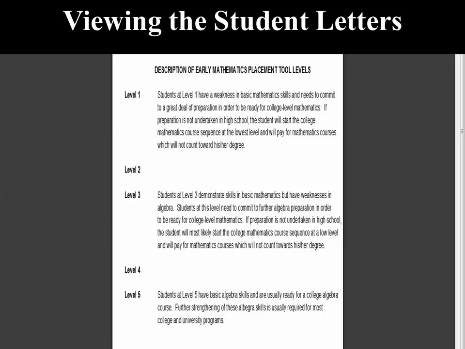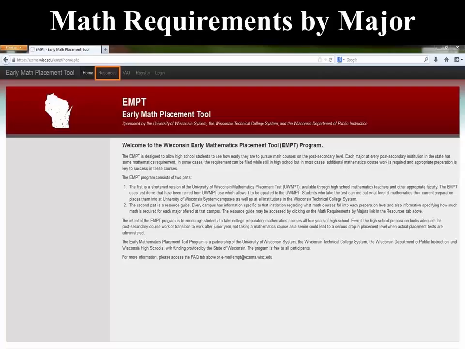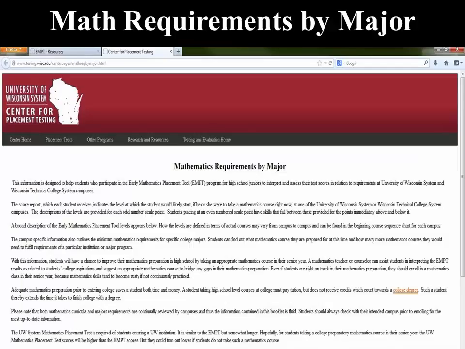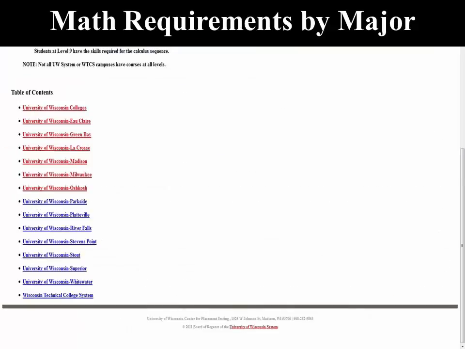And finally, we'll get to our best resource, and that's what has come up a few times here in the presentation, and that's the math requirements by major. On our EMPT homepage, you can go to the resources link and select the math requirements by major. And here's the list of all of the UW system campuses as well as the Wisconsin Technical College system.